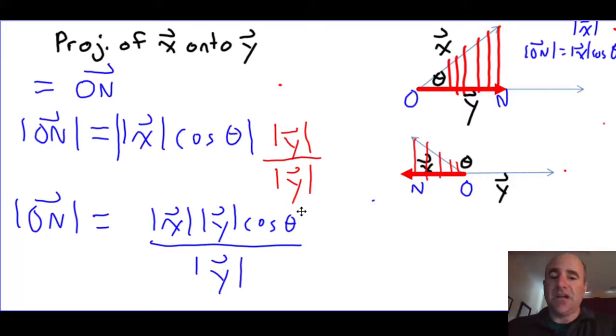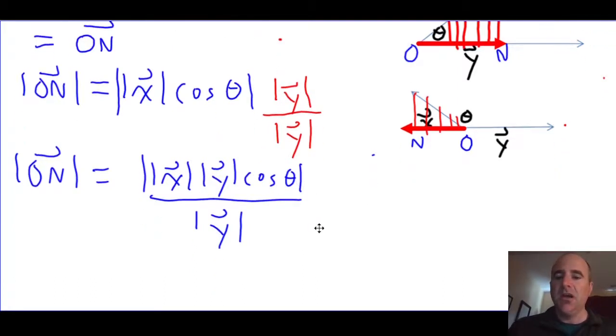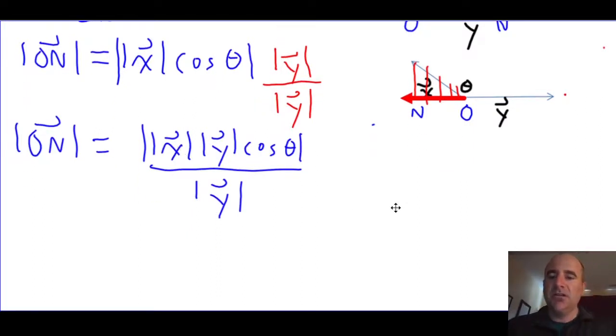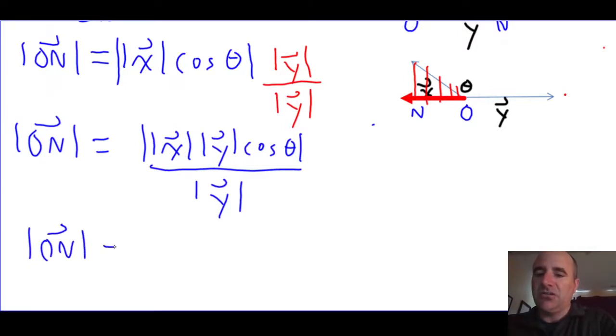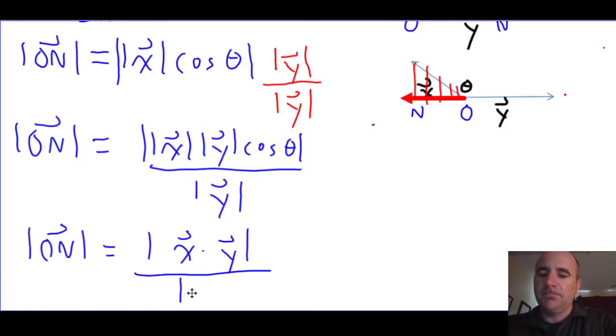Now we still do need those absolute value signs to take care of the fact that the cosine might be negative. Notice that this is always positive. The magnitude of a vector is always positive, so it doesn't matter that I can put that inside the absolute value signs. It doesn't change anything. Now the reason I've done this, you probably can guess, is that this is the dot product. So now we can say that the magnitude of the projection is really the dot product divided by the magnitude of y. And there you go.